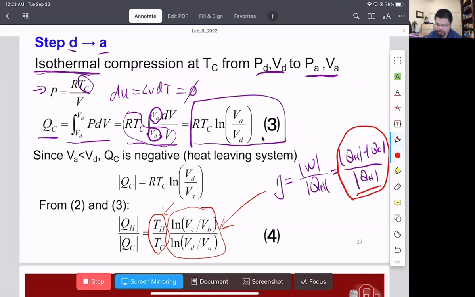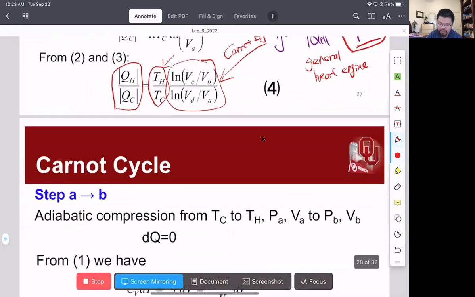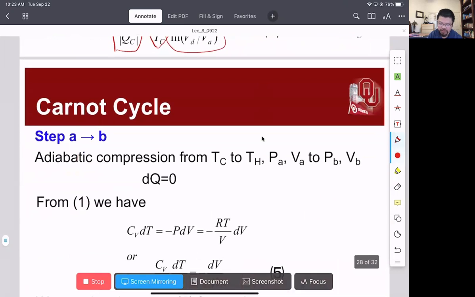So this is the general heat engine. And if we are using the Carnot engine, then we are able to simplify this. It does not look like we are simplifying, but we'll see after the following two slides.